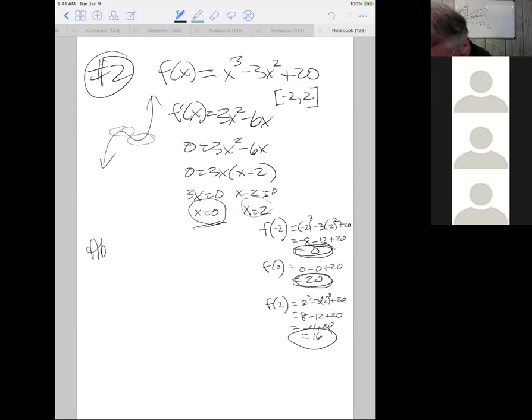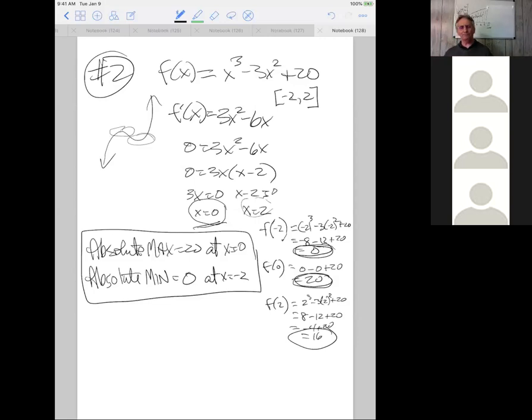Therefore, absolute max is 20 at x equals 0. And absolute min, that's saying the largest and the smallest that this function ever gets, so it's the y value, is 0 at x equals negative 2.